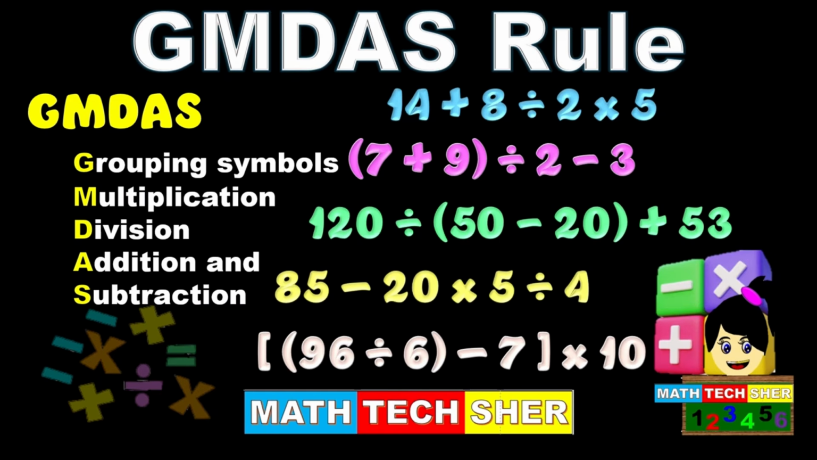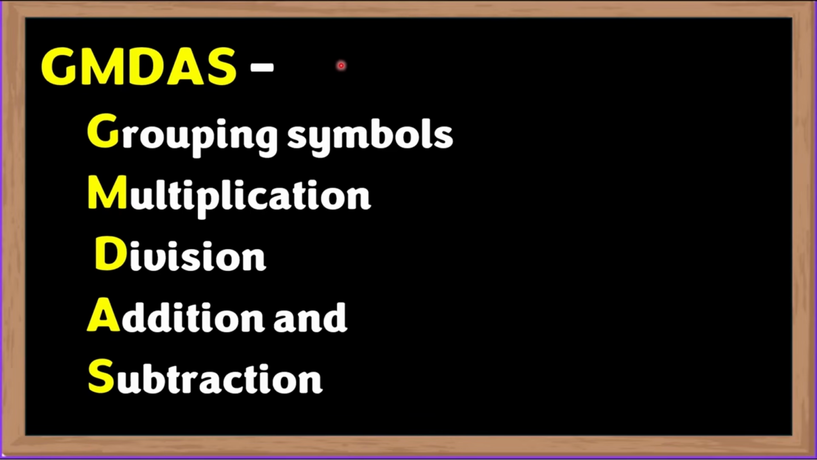Everyone! In this video, we will learn the correct order of operations in math. The GMDAS rule is a guideline for the order of operations in math, used to determine which operation should be performed first in a mathematical expression. GMDAS stands for G for grouping symbols.